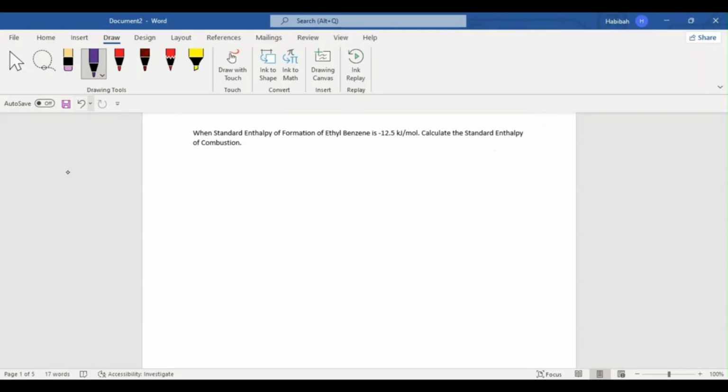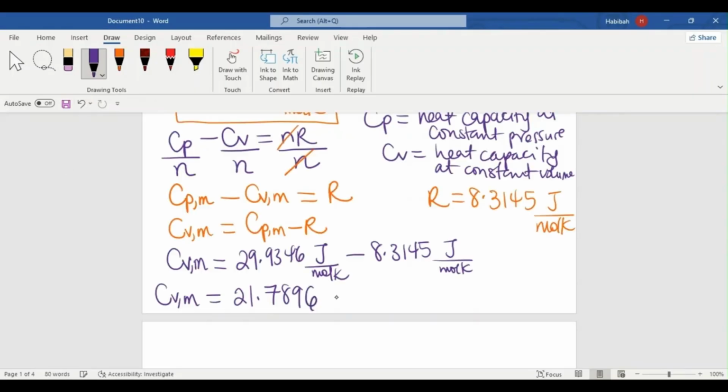This is very, if not the most important part of the question. So let's not forget that we've been given the standard enthalpy of formation for ethylbenzene. So this is the whole point. This is the reason why we have this. So let me rewrite the standard enthalpy of formation of ethylbenzene.